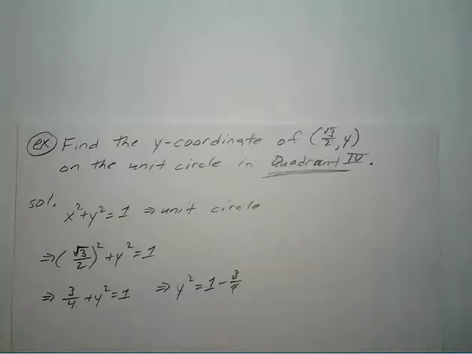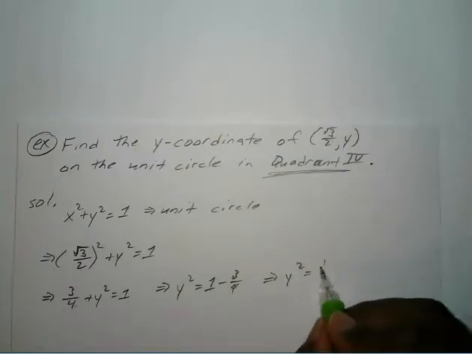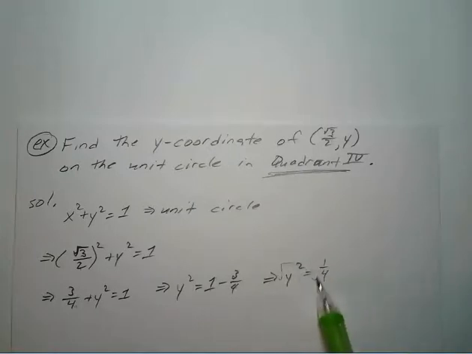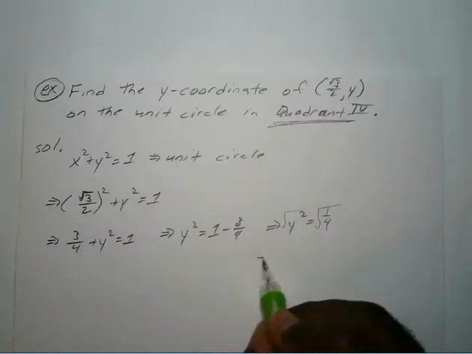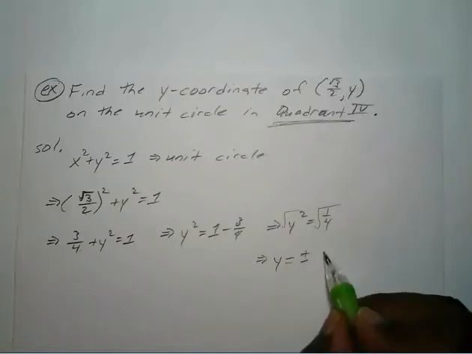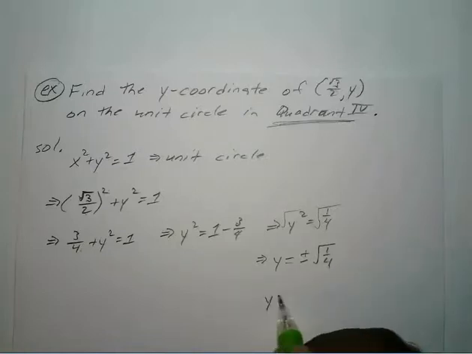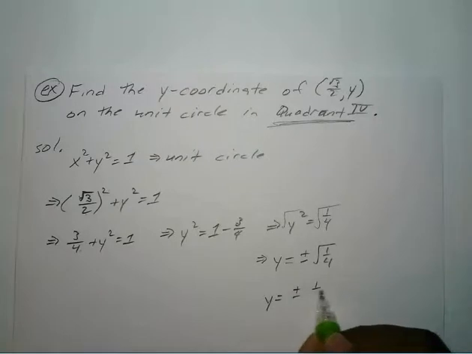Alright, so if we make this 4 over 4, we have 4 minus 3 over 4, which is 1 over 4. So y squared equals 1 over 4. If we square root both sides, we have y equals positive or negative square root of 1 over 4, where square root of 1 is just 1 and square root of 4 is 2. So y is equal to plus or minus 1/2.